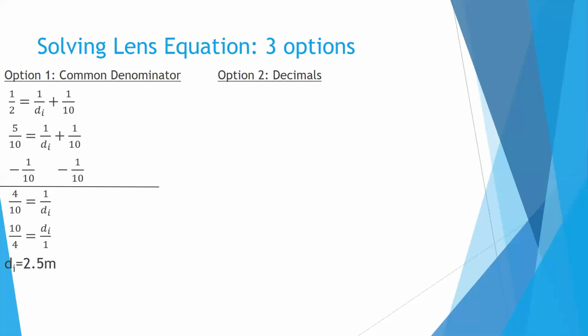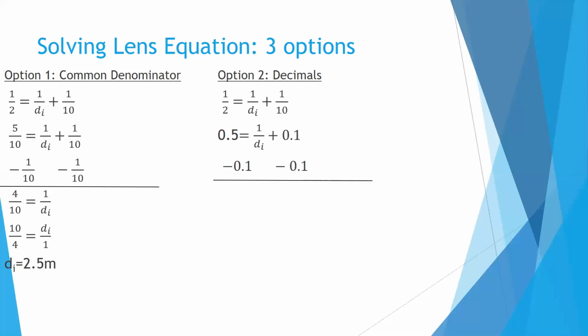So option number two is converting all the fractions to decimals. Start the same way: 1/2 equals 1 over DI plus 1/10. So 1/2 is 0.5, 1/10 is 0.1. You can convert those either in your head or in the calculator. Then you solve it the normal way. So with 0.5, you have to subtract 0.1 from both sides.